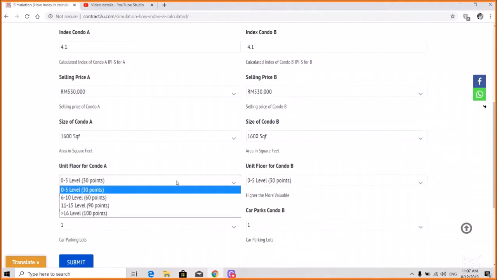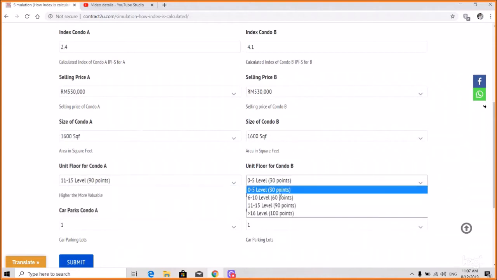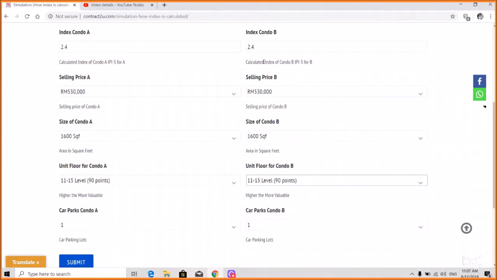For the unit floor height, let us change it to 11 to 15, and the other one also 11 to 15. Again tested that the formula is the same, 2.4. And then car park number, let us change it to 2, and the other one also to 2. So now it's been tested that both formulas behind index calculation A and index calculation B are similar. Again, no two properties are the same.